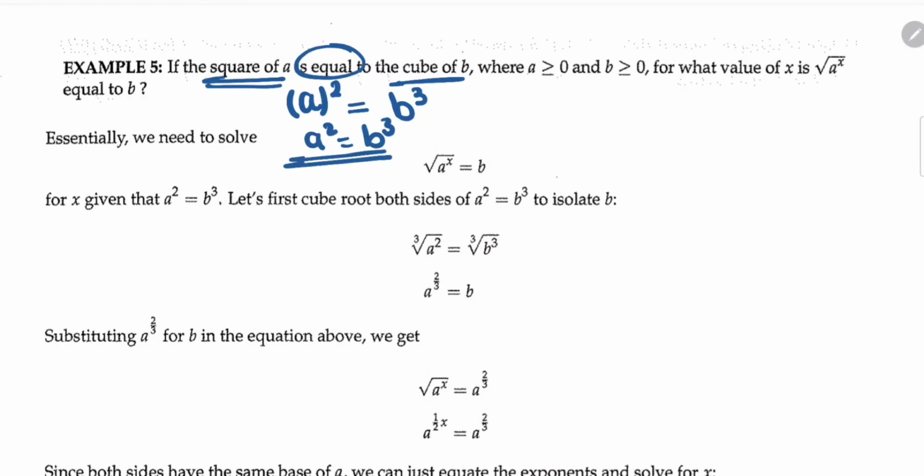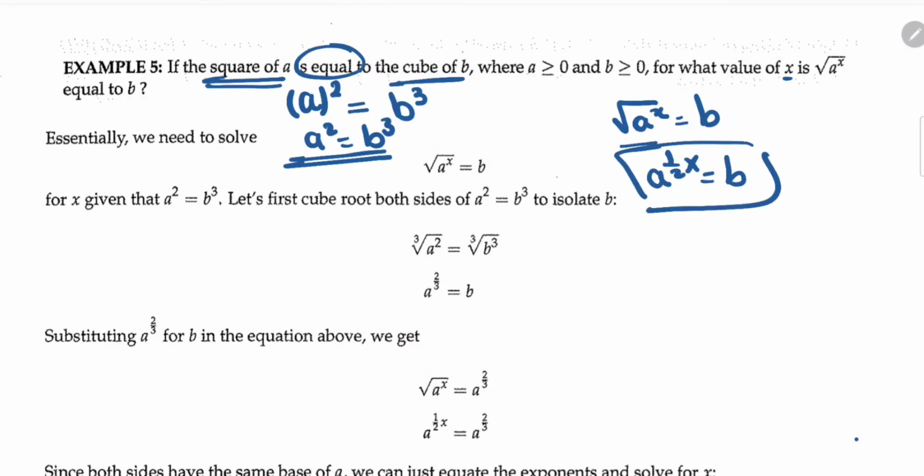Okay? What else? What value of x makes square root a to the power x equal to b? So I have another one. Square root a to the power x equals b. So if I see b, I can remove it and write instead of it square root a to the power x. Okay, so how can I write this one? Yeah, good job. I can write it as a to the power half x equals b.